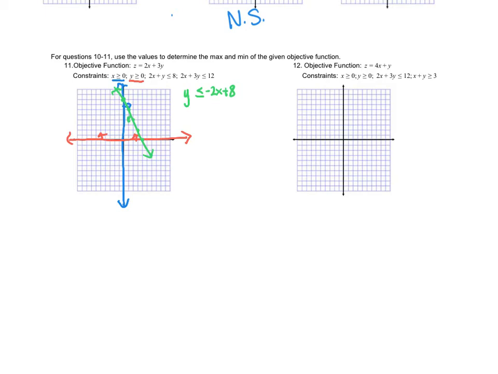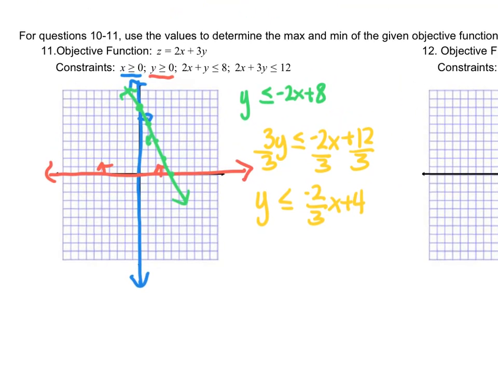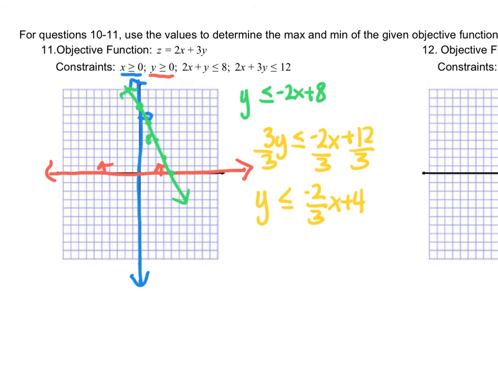Then we have this last one. I subtract the 2x, so I get 3y is less than or equal to negative 2x plus 12. I divide by 3 and get y is less than or equal to negative 2/3 x plus 4. I start at 4, and I'm going to go down 2 and to the right 3. And that's less than. So my common shaded area is right here.